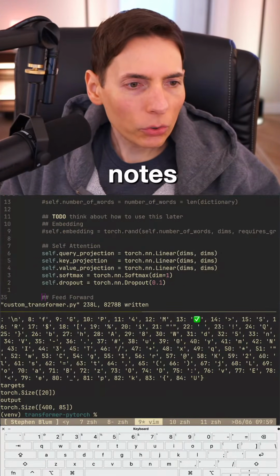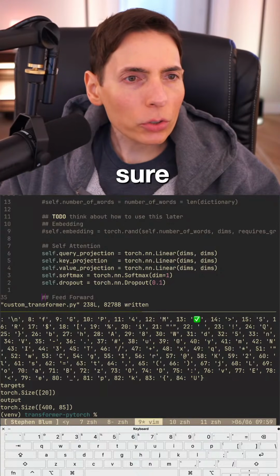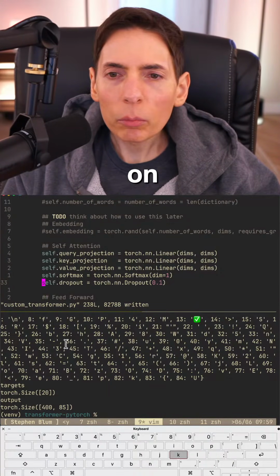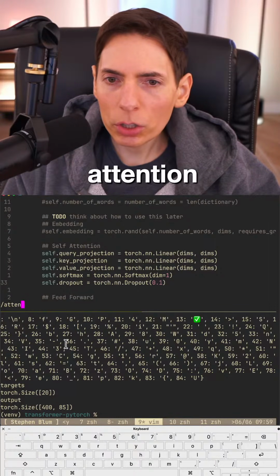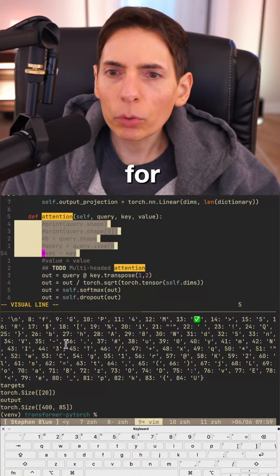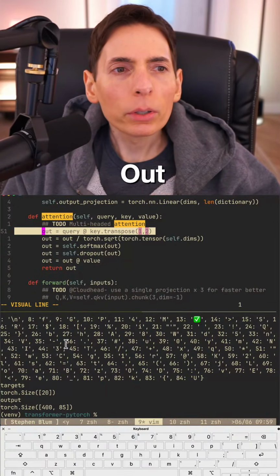So, I've got some notes that I want to take care of really quick. Let's go over them. I want to make sure that I've got everything in the right spot. Let me go to my self-attention really quick. Attention. I want to validate that I did all this correctly. Let me hide this for a moment. Okay. Output.